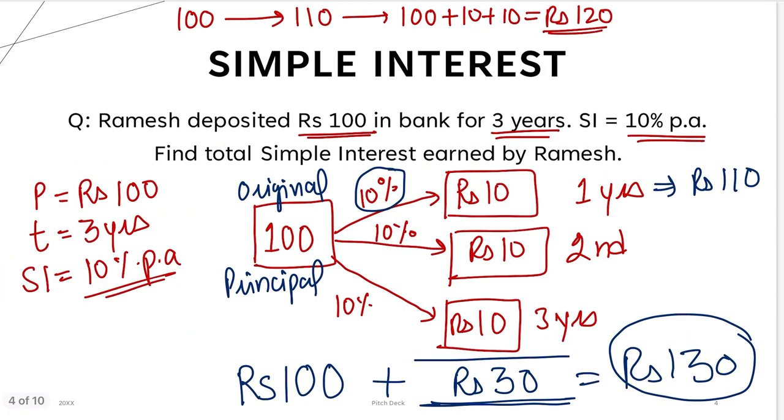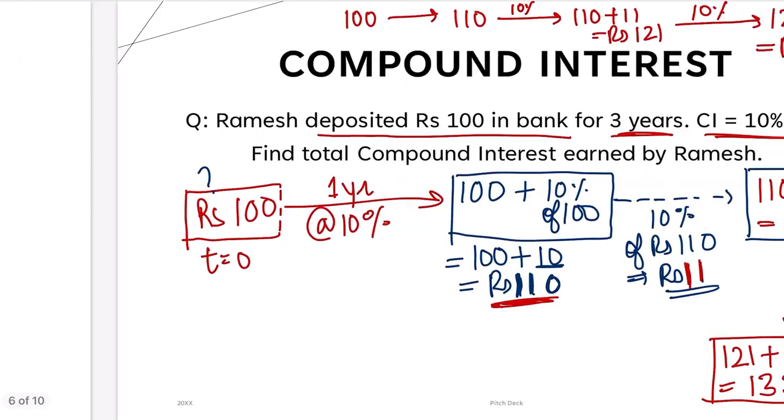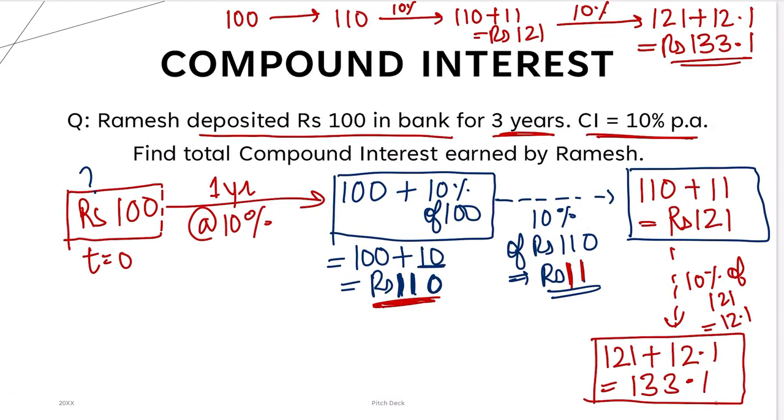But in case of simple interest, what happened by the third year? 100 original principal, 10 simple interest for first year, 10 second year, 10 third year, he will be having 130. But in case of compound interest, he has 133.1. I hope the difference is clear.